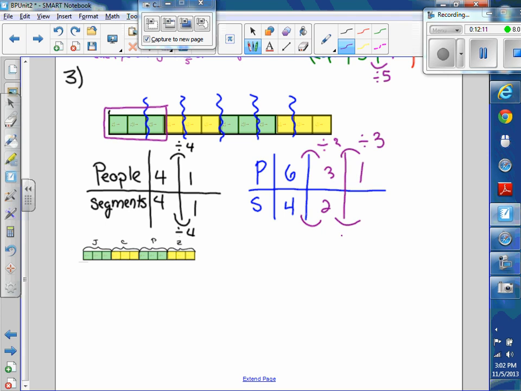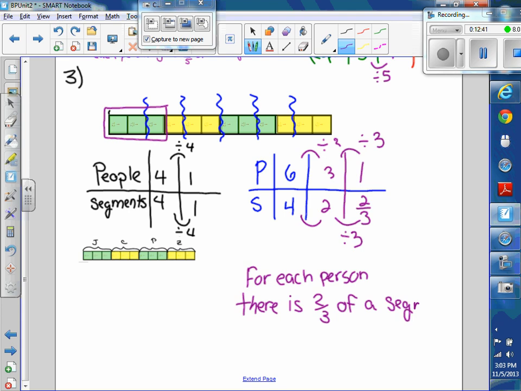And we're going to divide 2 by 3. And the fraction bar means divide. So this means for each person, there is 2/3 of a segment. Does that make sense?